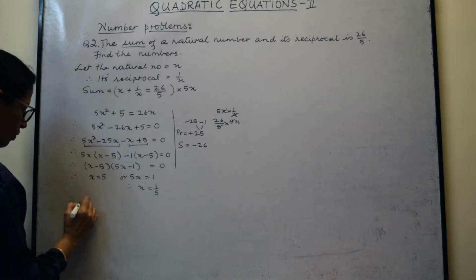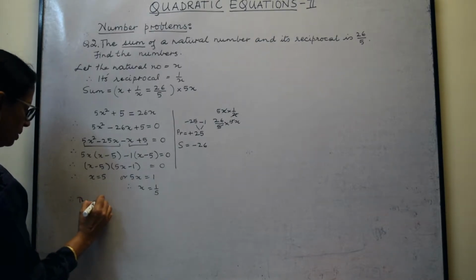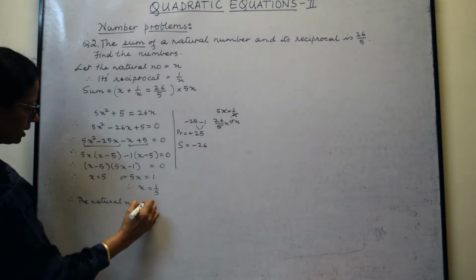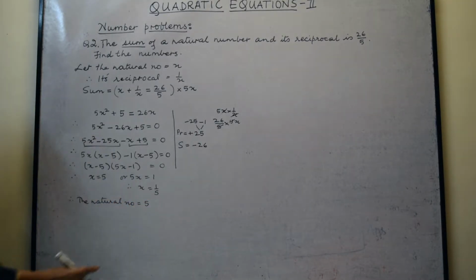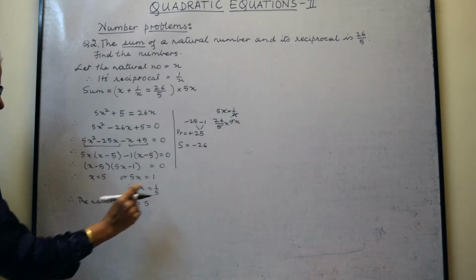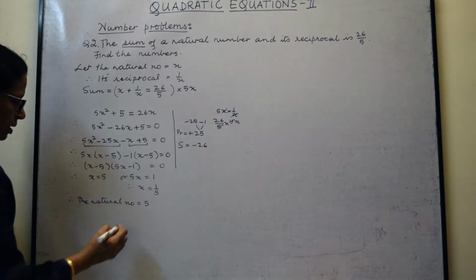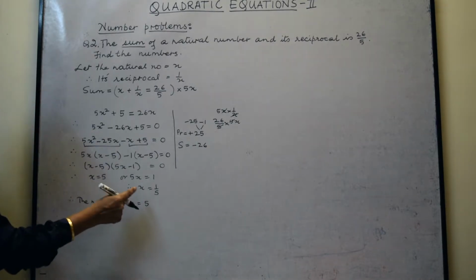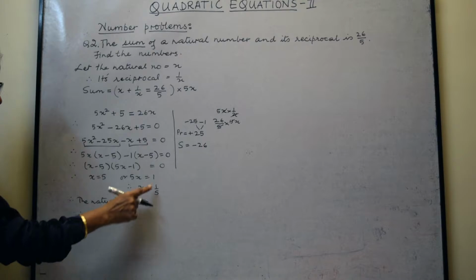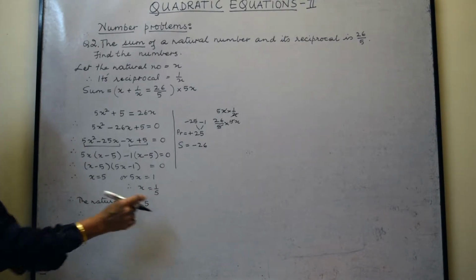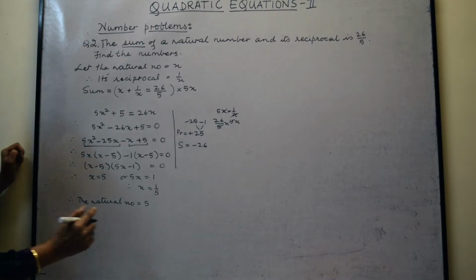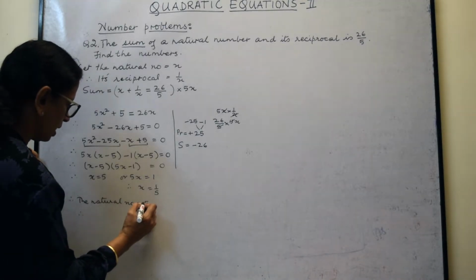So we'll say therefore the natural number is equal to 5. And remember, we cannot take 1 upon 5 as a natural number because it's a fraction. Therefore, if you check back, the reciprocal of this is 1 upon 5. So 5 plus 1 upon 5, check back, you will get 26 upon 5. Okay, so this is our answer.